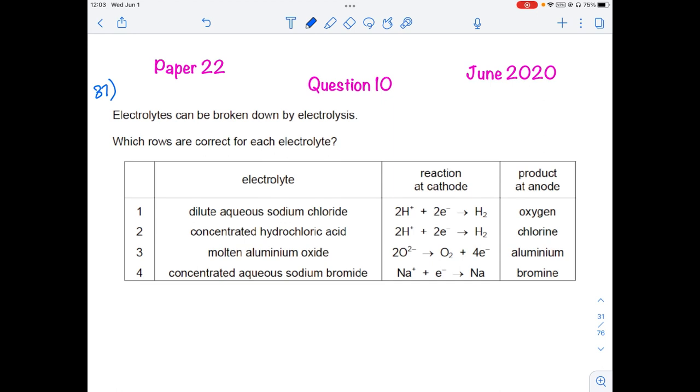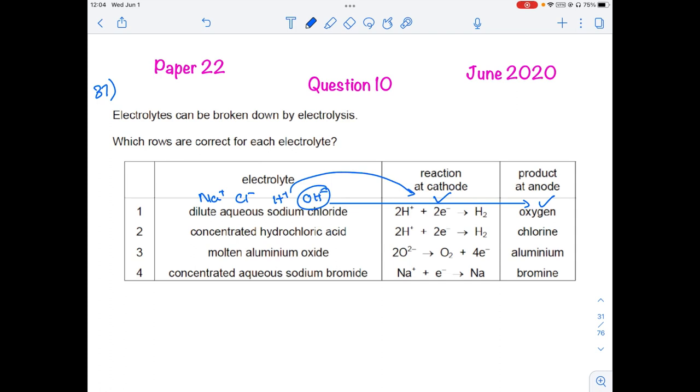Electrolytes can be broken down by electrolysis. Which rows are correct for each electrolyte? Dilute aqueous sodium chloride. Dilute aqueous sodium chloride means I have Na plus, Cl minus, H plus, and OH minus. Now we know that hydrogen will be going to the cathode, that is 100% correct. And because it is dilute, instead of chlorine, OH minus will go to the anode and oxygen is formed. If it had been concentrated, Cl minus would have gone, but it is dilute, so there will be more OH minus. They go to the anode and oxygen is formed.